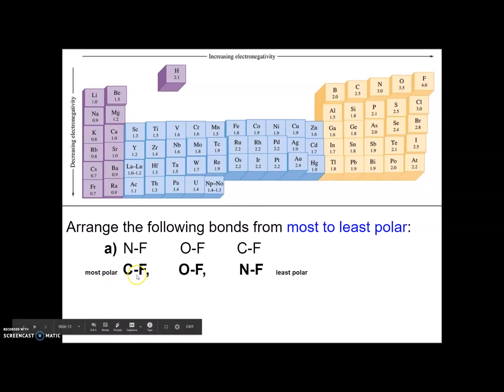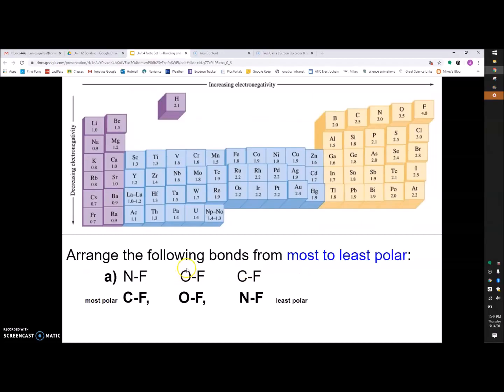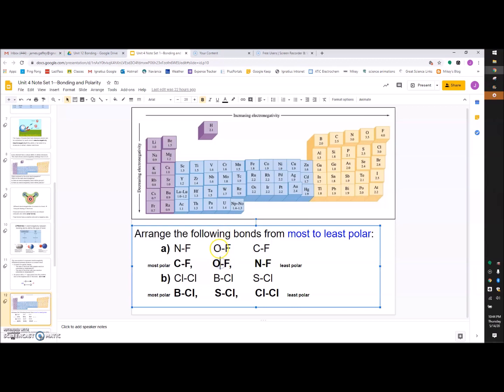So that gives us this ranking. Carbon to fluorine is the most polar, followed by oxygen to fluorine, followed by, oops, hold on. Now it goes nitrogen to fluorine, followed by oxygen to fluorine.